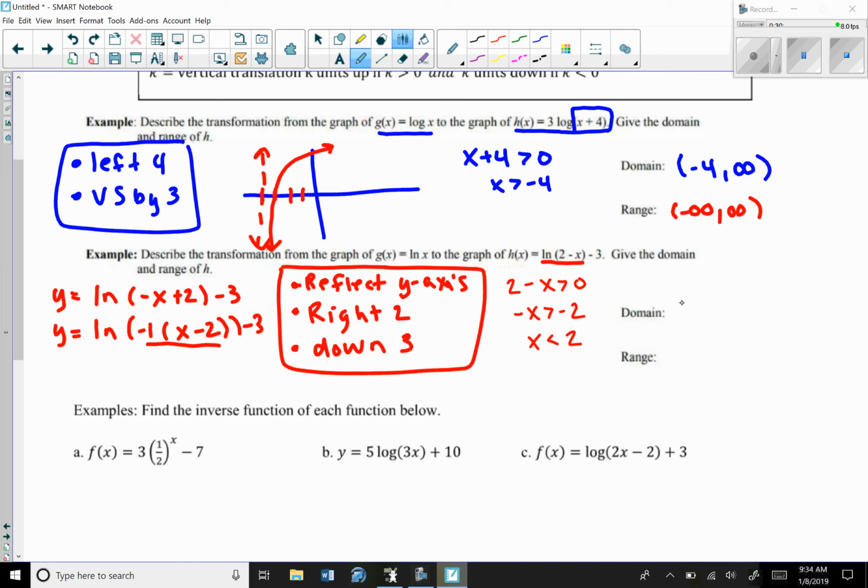So how do you write the domain for x values less than 2? It would be negative infinity to 2. And that makes sense because we reflected our graph across the y-axis. And my range would be all real numbers.